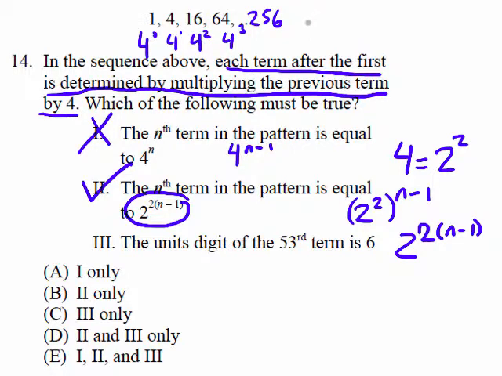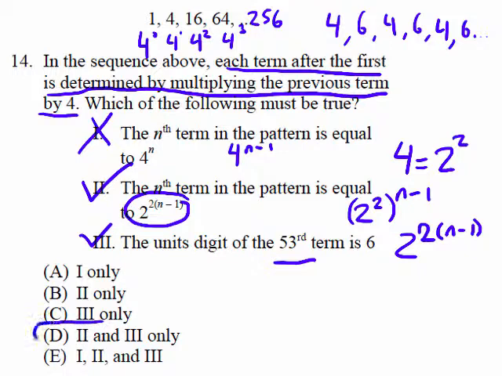The pattern here is that the units digit just goes 4, 6, 4, 6, 4, 6, right, etc. And so the even terms will have a 4 as a units digit, and the odd terms will have a 6 as a units digit. The 53rd term is an odd term, so yes, it will have a 6 as a units digit. The answer we want here is 2 and 3 only.